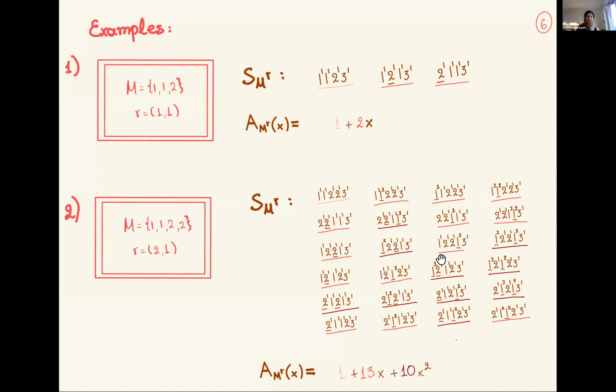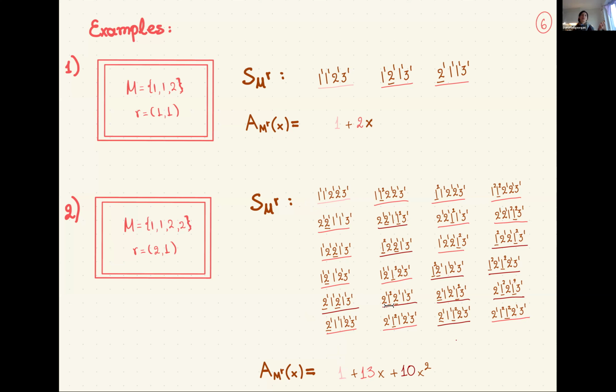And yeah, there is another more complicated example here. So, I mean, not so complicated, right? If I take the multiset with 2 copies of 1s and 2 copies of 2s, but I allow two colors for the 1s and 1 color for the 2s, then these are all the possible permutations. And again, I get the descent polynomial written here. So 1 is always in the beginning, the coefficient of x to the 0, because there's only one permutation with 0 descents. And then I get 13 with 1 descent and 10 with 2 descents.